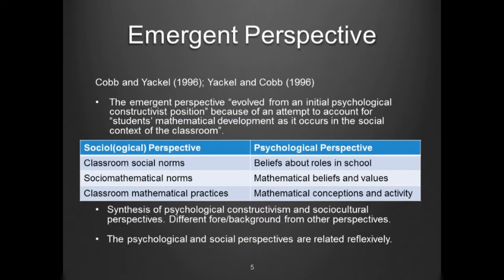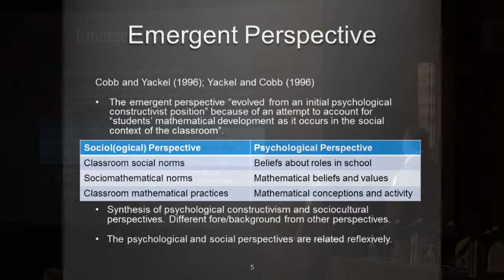There's a chart that looks kind of like this. There'll be a different version of this chart on the next slide. But there's two halves. There's a psychological half and a social half, or a sociological half. And each row in this is a pair of things that have some commonality. We'll talk more on the next slide. But what this really is, is a synthesis of a psychological constructivist perspective and a sociocultural perspective.